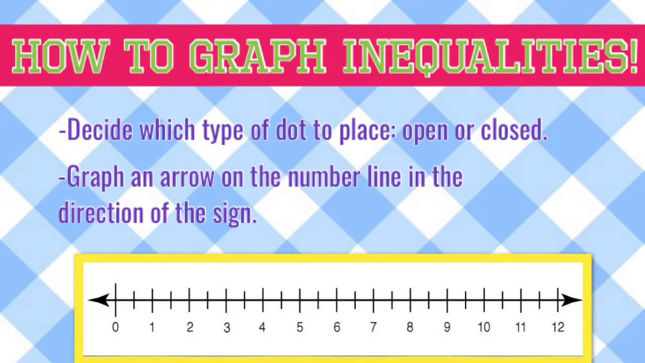Since values of x are greater than 6 without including it, we use an open dot, and put an arrow pointing to the right, representing infinite solutions in the positive direction.